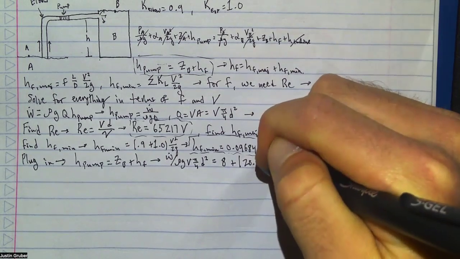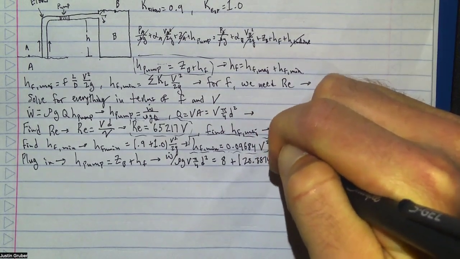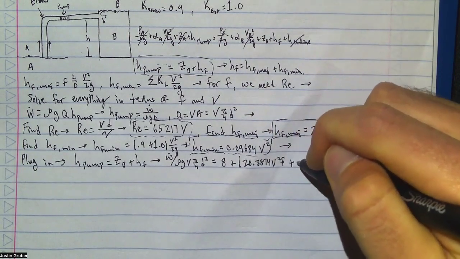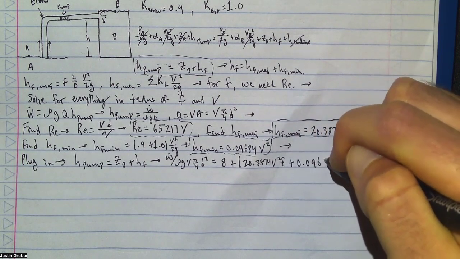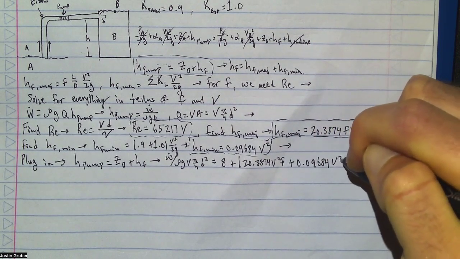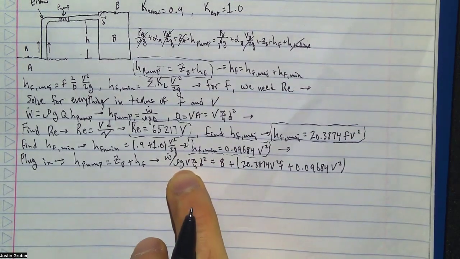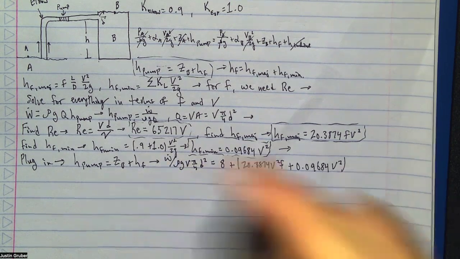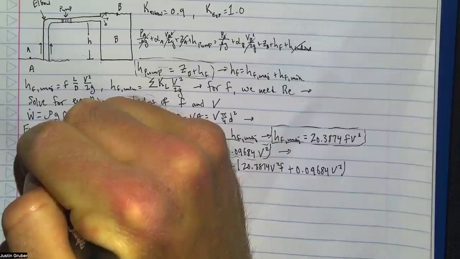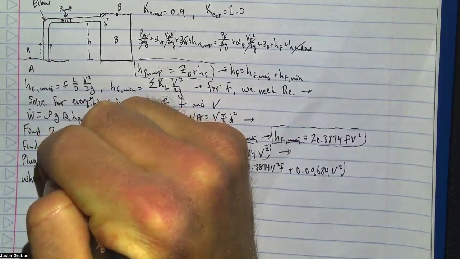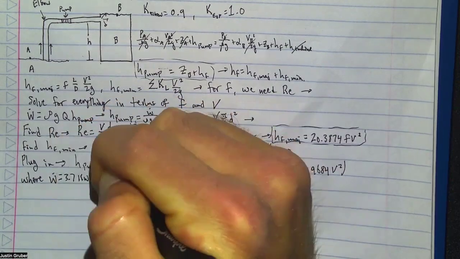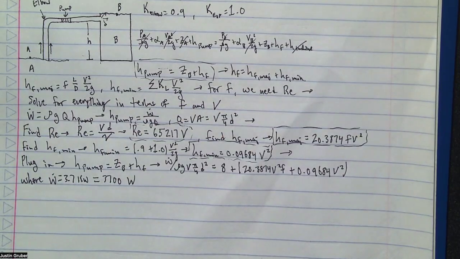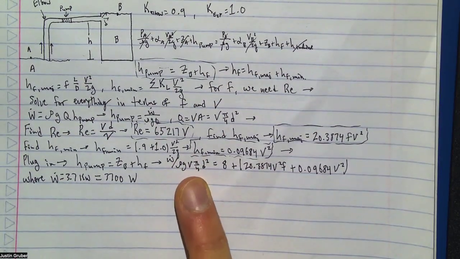It's 20.3874 V squared F, V squared F, same thing, whatever. And obviously you'd have the rest of these numbers, the W dot is 3,700, right? So now the only thing you don't know on this left side again is that V.